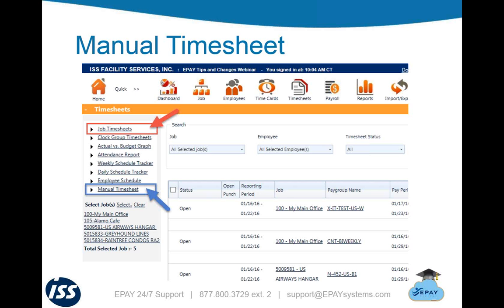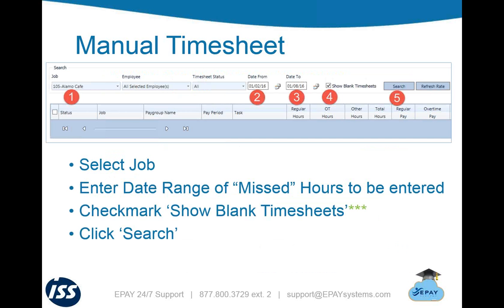For the manual timesheet, one of the key things is it's an easy process to go into. Once again, I'll demo this live and actually create one, but I want to go through this document that we've put together first. Once you click on that manual timesheet, it's going to give you the opportunity to create it, in which you're first going to select the job. You're going to tell the system the date range of the missed hours to be entered. From there, you check mark to show blank timesheets, and then click on search.